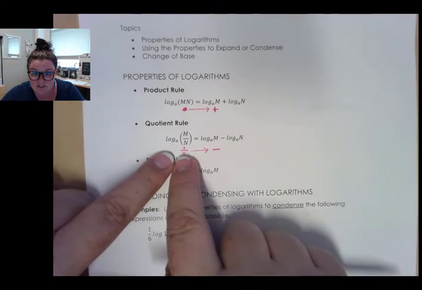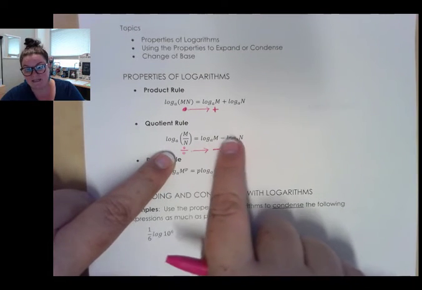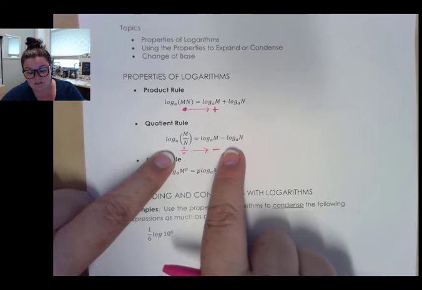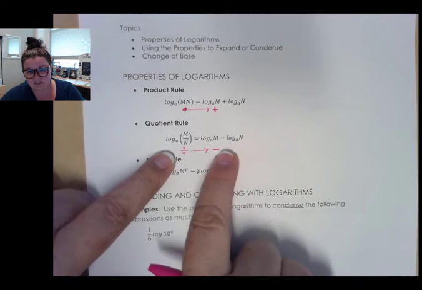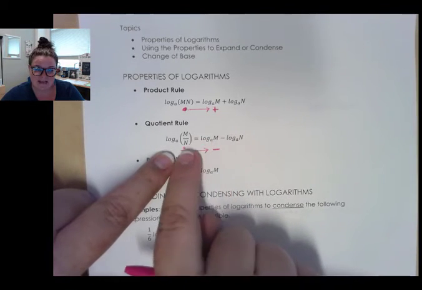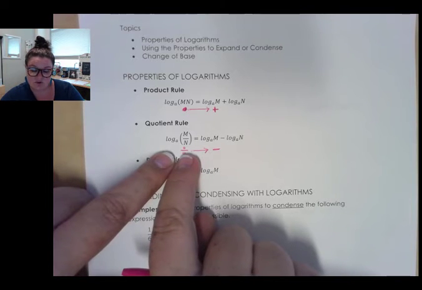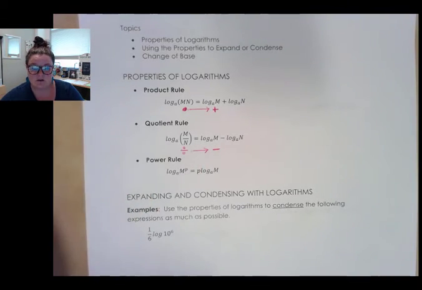Just like the last rule, we're going to use this one both ways. If we have a division, we need to be able to expand it into a subtraction of two terms, or if we have a subtraction of two terms, we need to be able to put it back into a division, or a quotient, inside a log.